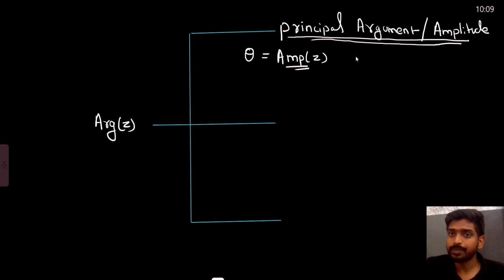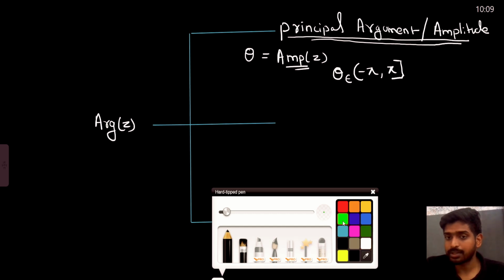Now here we will give the theta measure from minus pi to pi. We will measure theta from minus 180 degree, which is minus pi, to pi. Minus pi is open and plus pi is closed. Got it? So we'll give the theta value in between this only. This is by definition, you have to learn this.